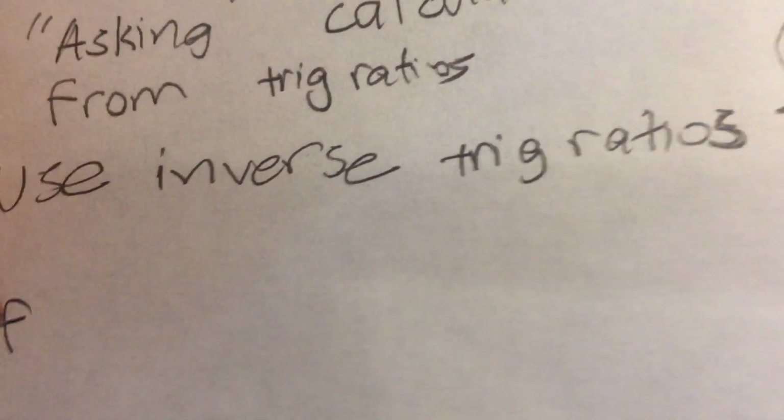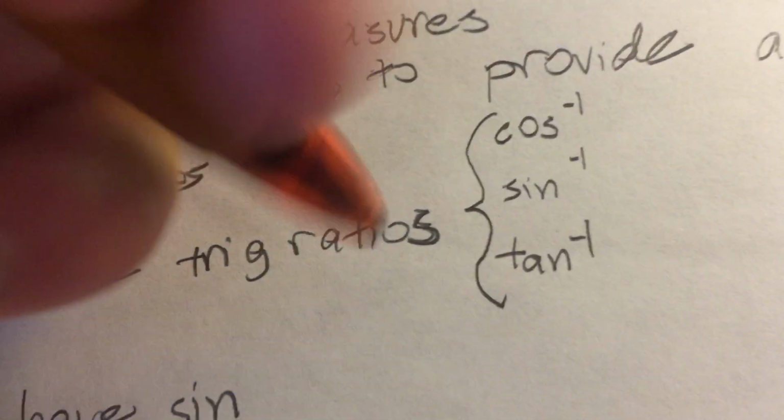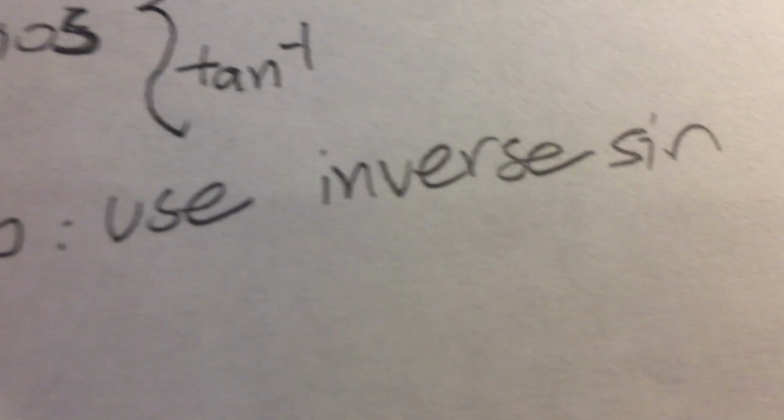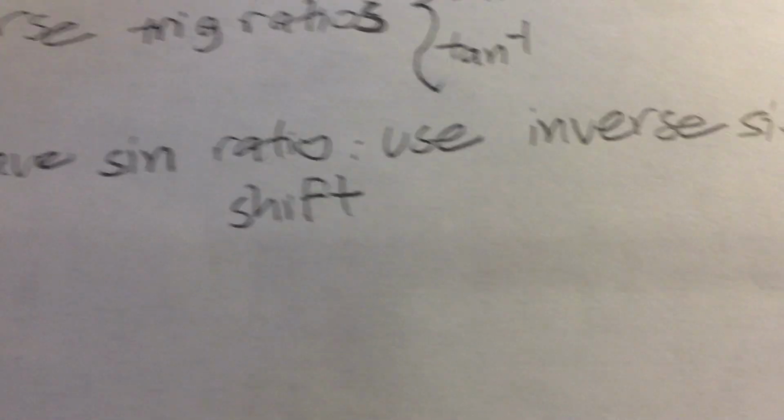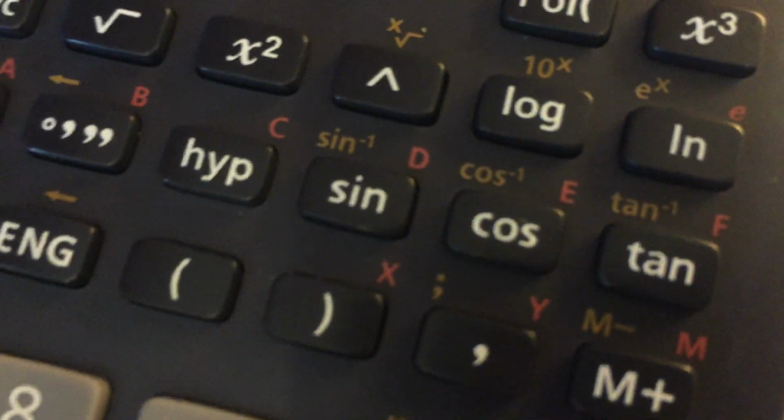And then the next note is, if we have a sine ratio, you would use the inverse of sine. That makes sense, right? So you would use either the shift button on your calculator or the second button. And then you press the sine button, because right above it, if you look at my calculator, there's the inverse of sine.